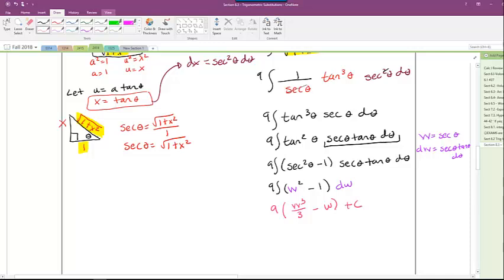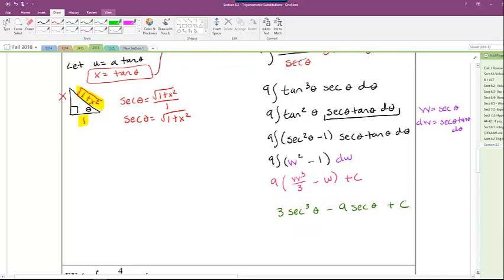Putting secants back in, and distributing the 9, we're looking at 3 secant cubed theta minus 9 secant of theta plus c. The last and final step, again, is to get rid of the secant of theta and put that back into x's. We look here and we see we've already determined that the secant of theta is the square root of 1 plus x squared. So we can replace this with 3 times the square root of 1 plus x squared cubed minus 9 times the square root of 1 plus x squared plus c.